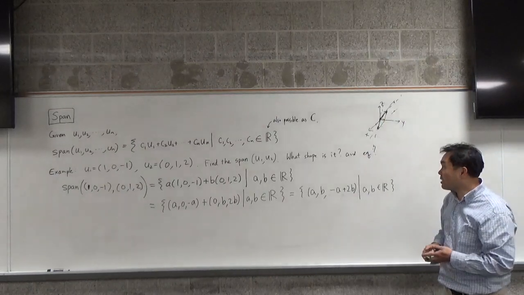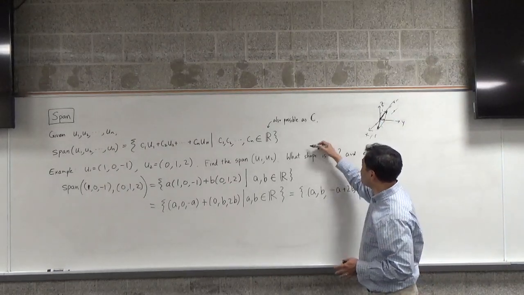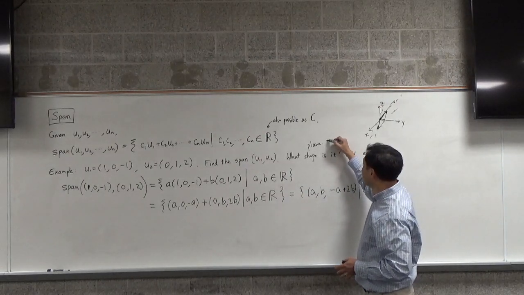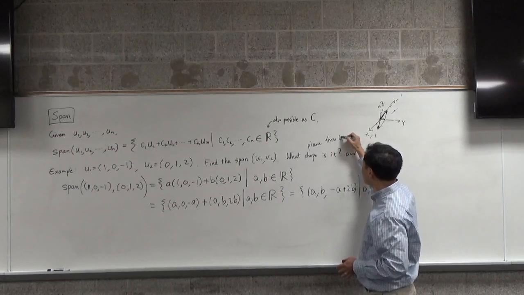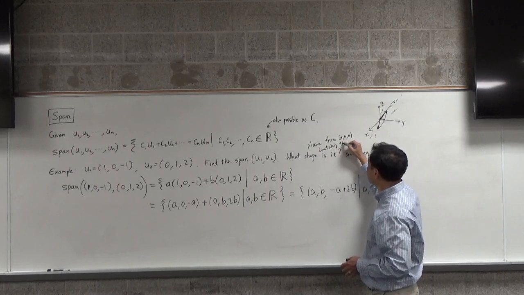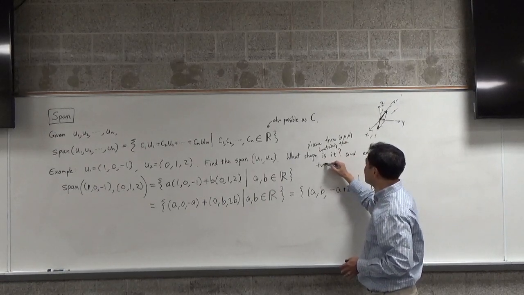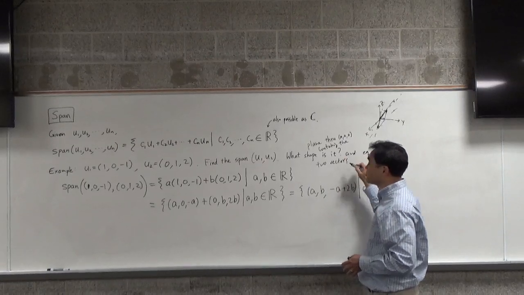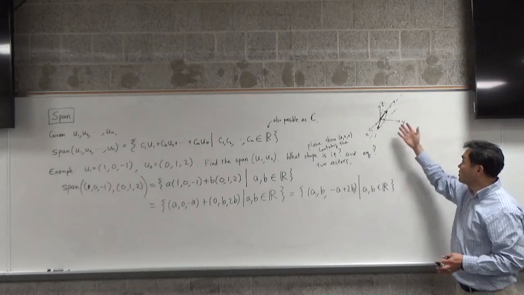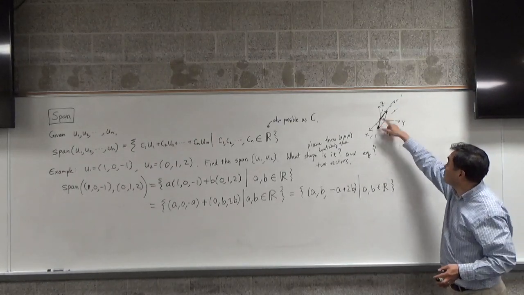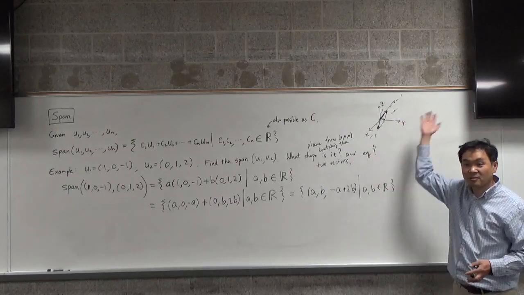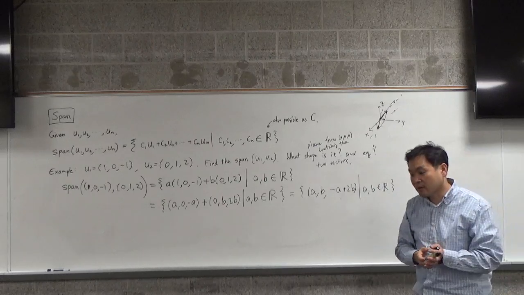Okay. So the answer is the shape is a plane passing through the origin, through 0, 0, right, containing the two vectors. So you have a plane that's cutting through the origin and passing through these two points. So it's like that. Right? That is a plane. Okay.